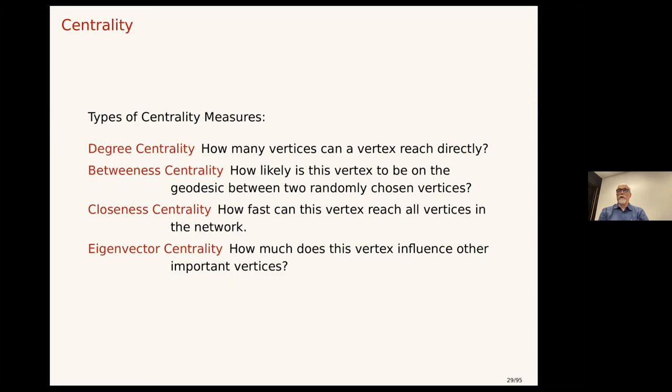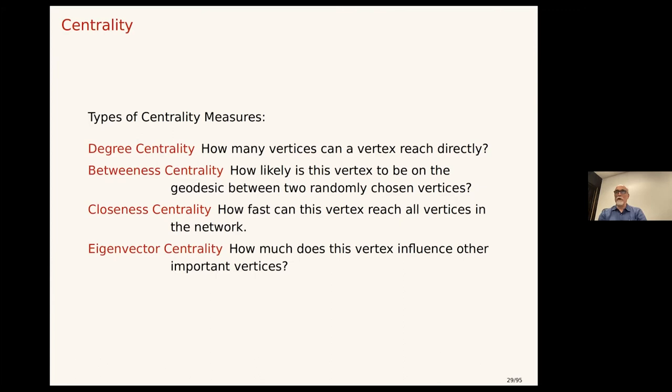Related to that is something called closeness centrality, which is related to the question, how fast can a vertex reach all vertices in the network? One way of measuring this is to look at the maximal geodesic length coming out of an individual. That's the farthest distance that you would have to travel from that individual to some person in the network. Now let us look for the person with the smallest maximal geodesic length. That person can reach everybody in fewer steps than can anybody else in the network. That is the person who is central in terms of closeness centrality.